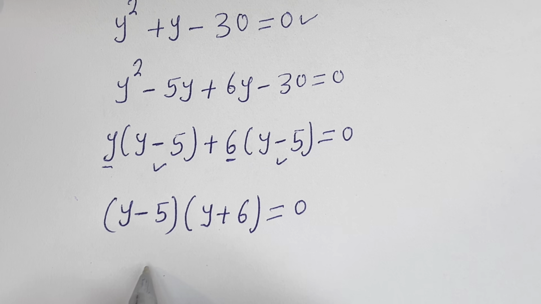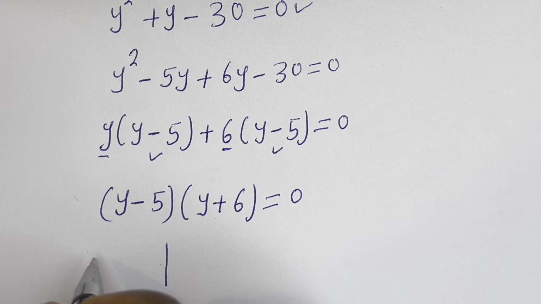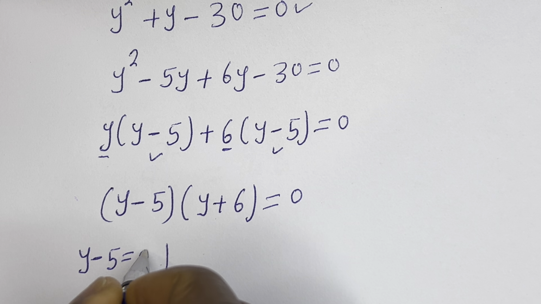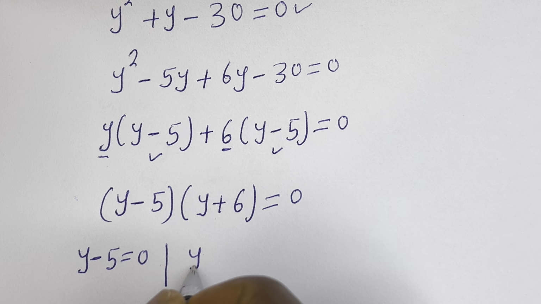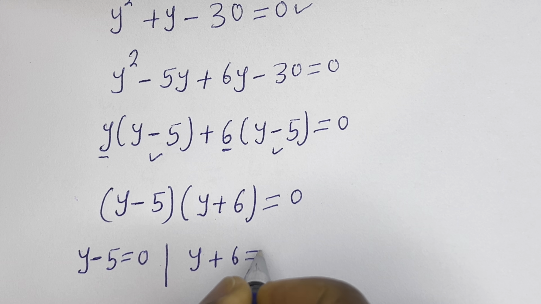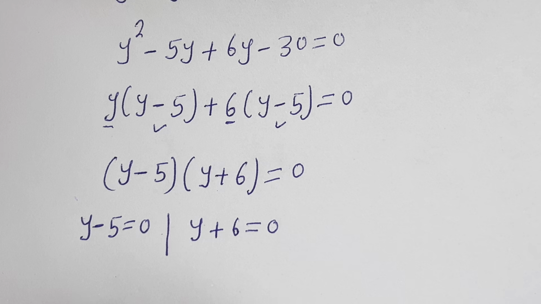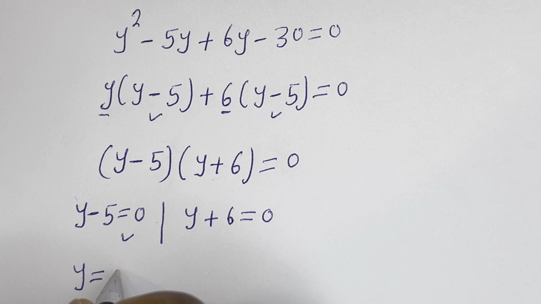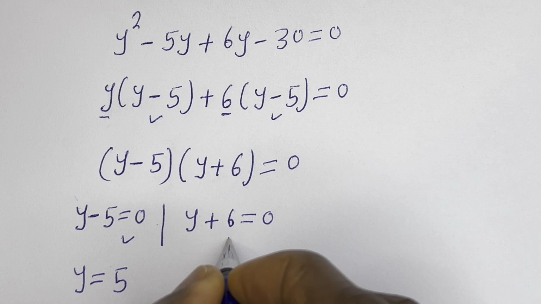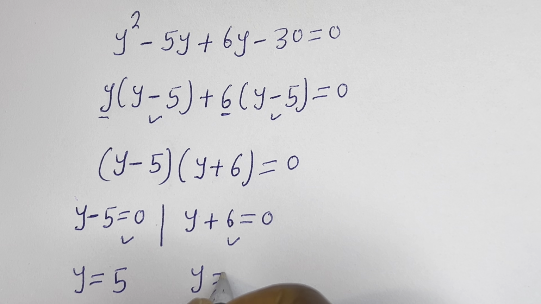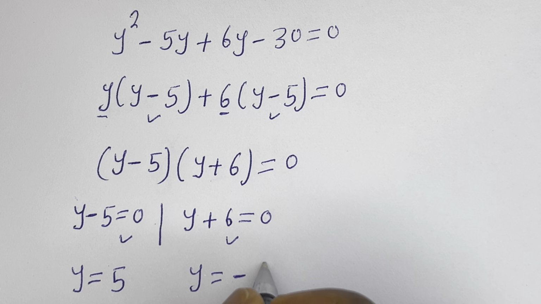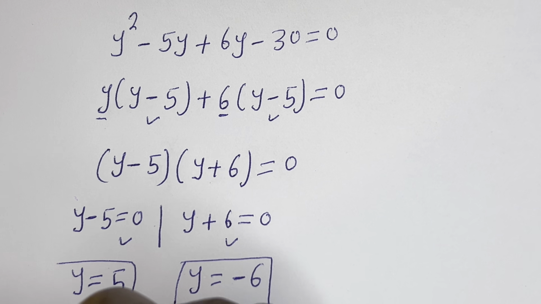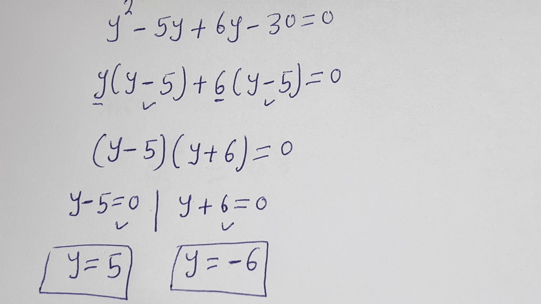There are two cases here. The first case is y minus 5 is equal to 0, and the second case is y plus 6 is equal to 0. Then from here, y is equal to 5, and from here y is equal to minus 6. We've gotten the value of y.